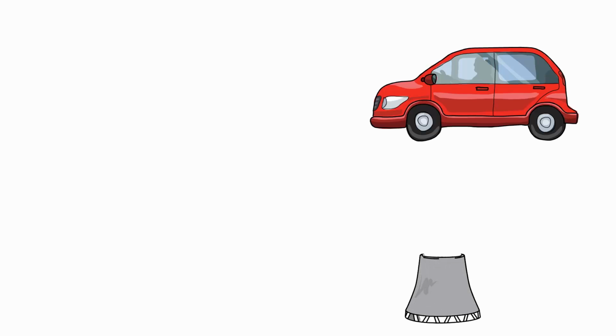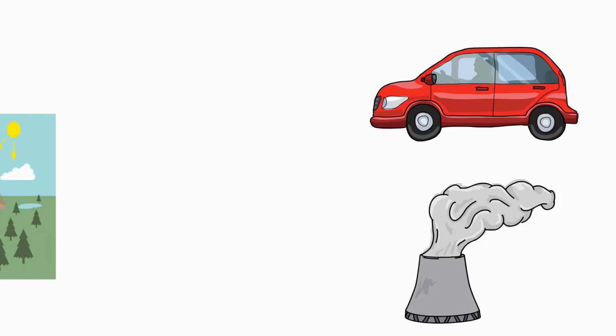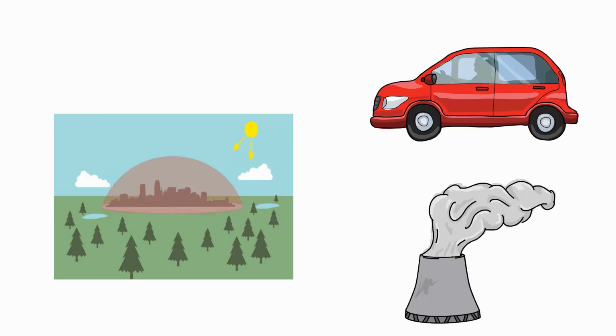Vehicles and other machinery that run on fossil fuels emit greenhouse gases that accumulate in the air. People living in cities can get hotter when there is enough pollution in the air to make it hotter. This is called the heat island effect.